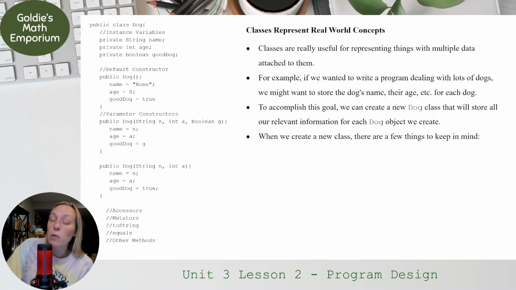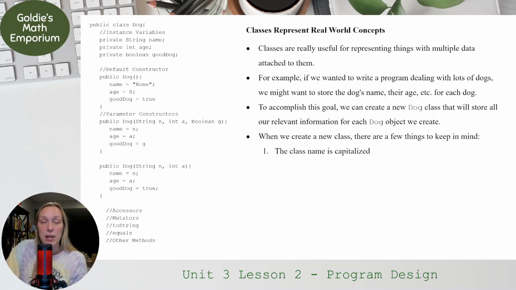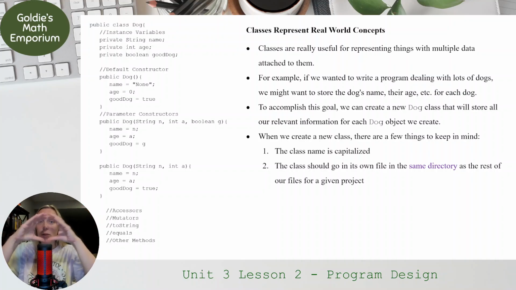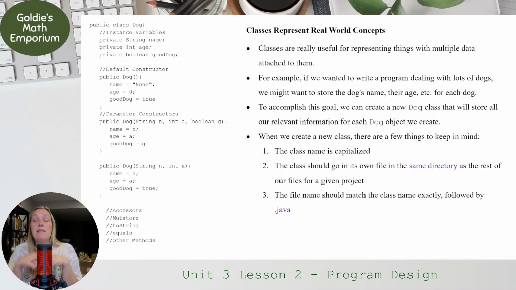Okay. When we create a new class, there's a few things you want to keep in mind. To remind you of these, the class name is always capitalized. The class should go in its own file in the same directory as the rest of our files for a given project. So when we work in the main class, where we have our main method, that's its own Java file, .java. When we make a class that is going to be used in the main method, it's going to have a .java file extension, but we want to make sure that it's located in the same directory, essentially the same folder as that main method, so that we can locate it.